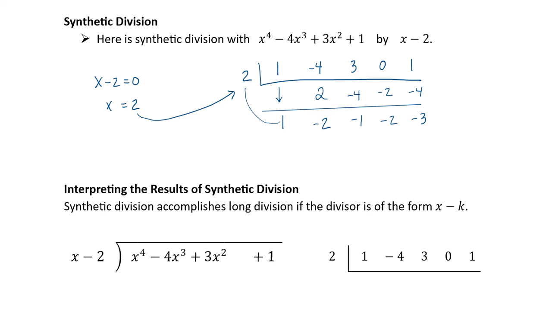Now, if I had done long division on this, my answer would have been x cubed minus 2x squared minus x minus 2 with a remainder of -3. When I did synthetic division, I had these numbers at the bottom in my result. This is my remainder right here. This -3 is the remainder, and this is going to be the coefficients for your quotient.